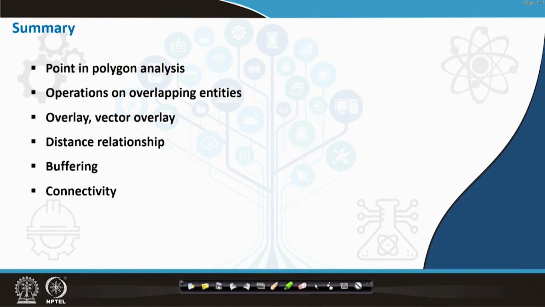Then distance relationship, that is extremely important. How do you do a distance relationship? One can understand its applications in a very large context when you are developing the entire database for a particular region or city or a university. Then we looked at connectivity, which is extremely important. And finally, I ended this class with certain cautionary things that you have to look at when you are doing spatial analysis. In the next class we would take up the last part, the advanced analysis. What are the different advanced tools that you have?